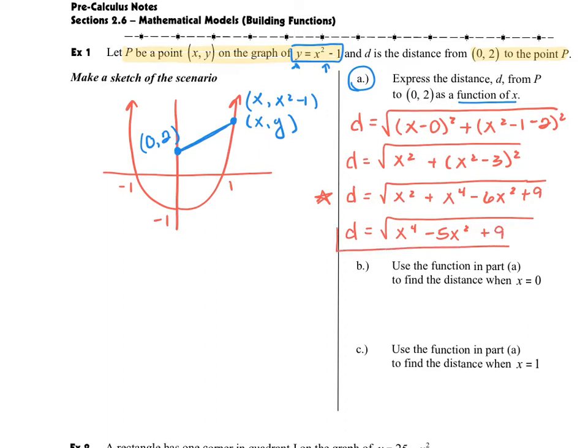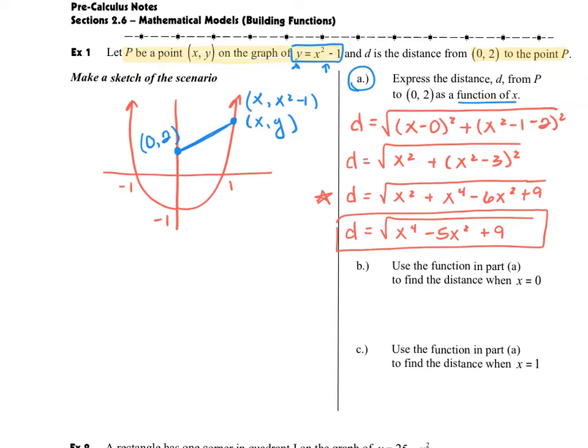Okay, so what this function tells us is that if I pick a point somewhere along this parabola and I know its x value, it's going to automatically tell me at any different x value how close I am, what is my distance away from this point 0, 2. You can type this equation into Desmos and you can see how close it could possibly be, and we're going to do more of that in class.